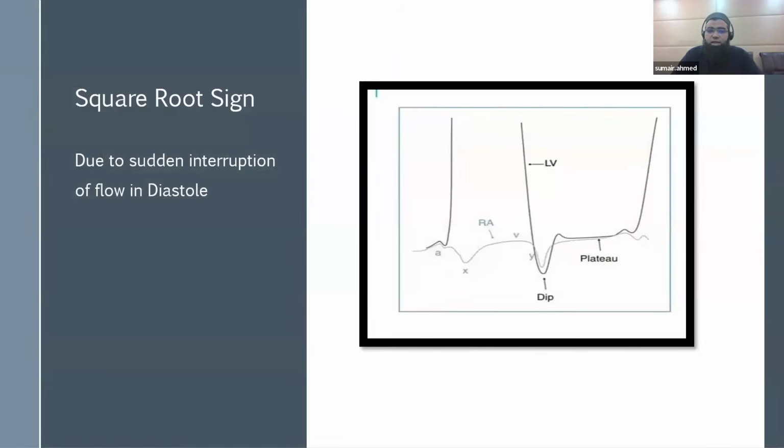So this is the equalization of diastolic pressures. This is typical, though not related to the echo, but we see that this is a dip and plateau sign.